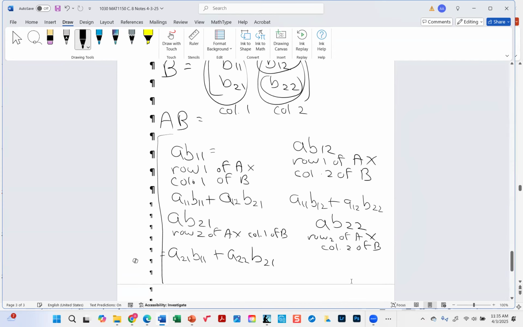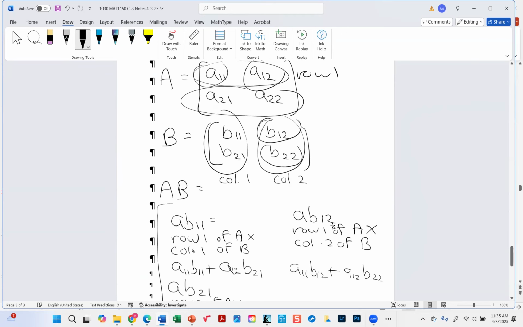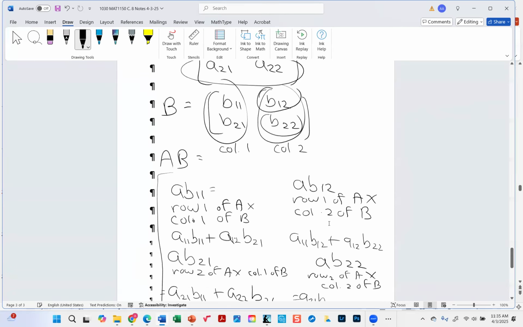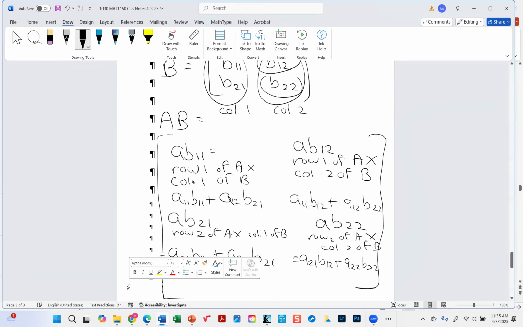And then in the bottom right hand corner, and again, when you do one with numbers, it'll make infinitely more sense. So you're going to have A21 times B12 plus A22, B22. All right, so let's go get the actual matrices that we were working with earlier, and we'll see finally how this works.